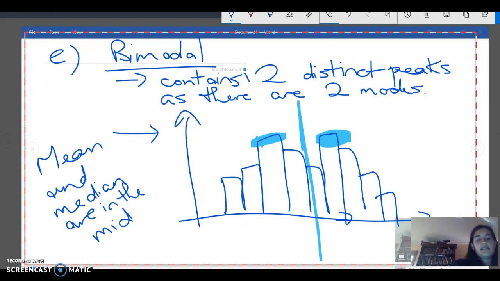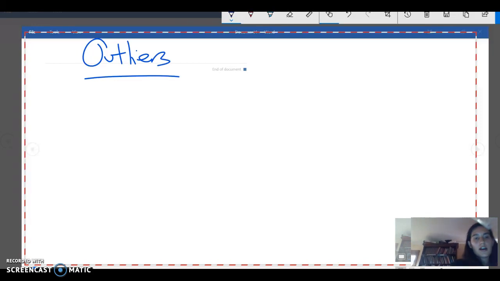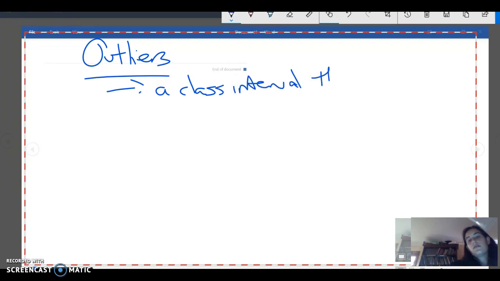The very last thing I want to talk about is outliers. So what do outliers do to data distributions? Well, an outlier on a data distribution is simply a data point that is distant from all other data points, or a class interval, probably I should say, a class interval that is distant from all other intervals.